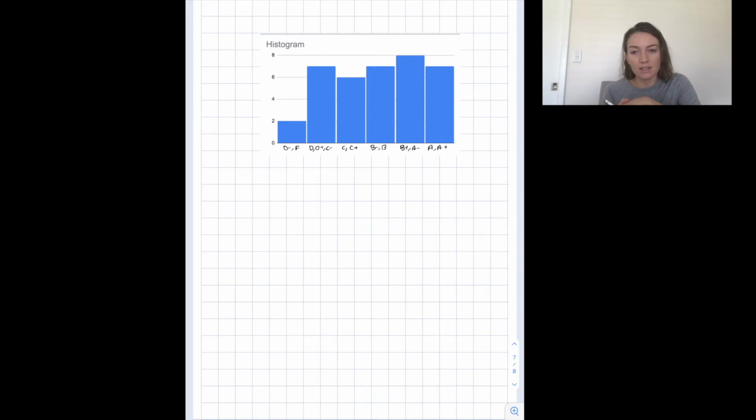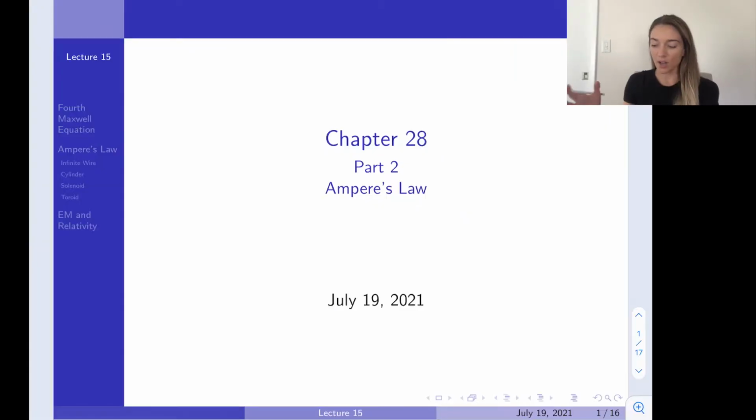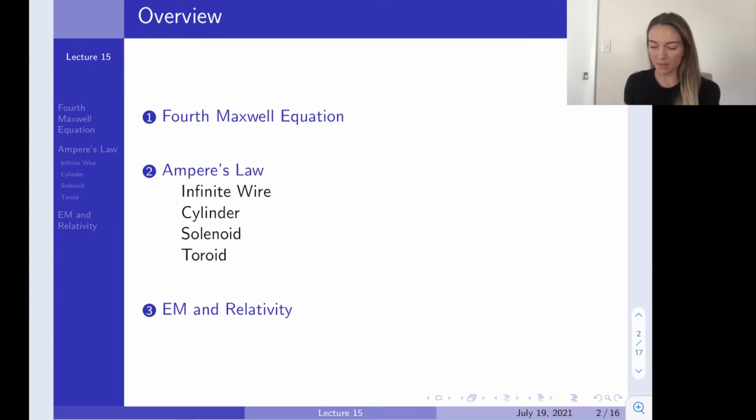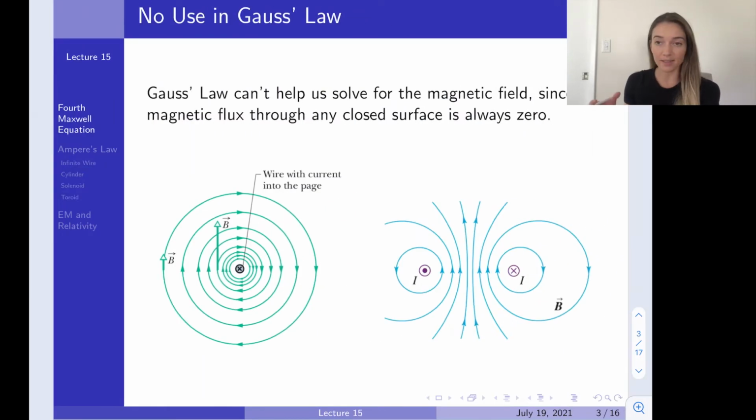started on today's lecture. All right, so now we're going to move on to the second part of chapter 28, which is Ampere's law. So we're just going to do Ampere's law. Basically, that's all we're going to do today.